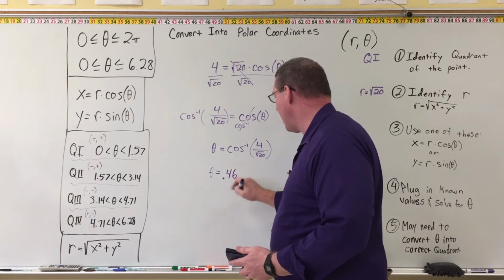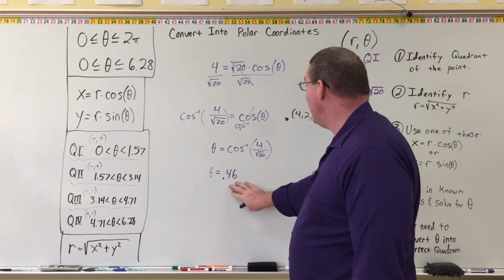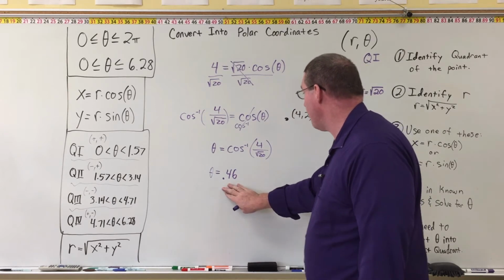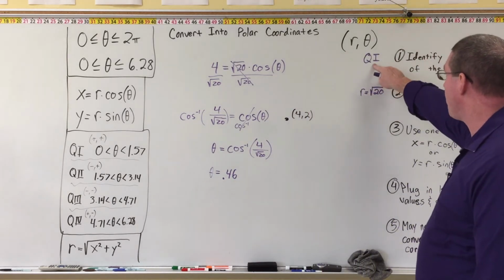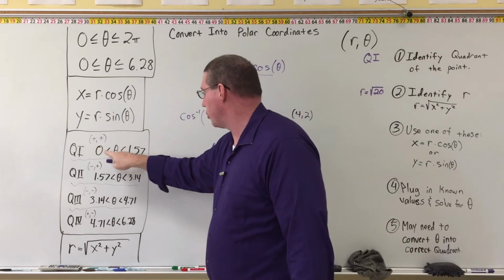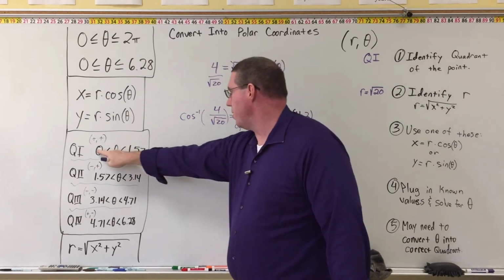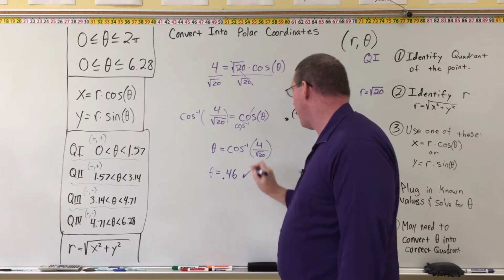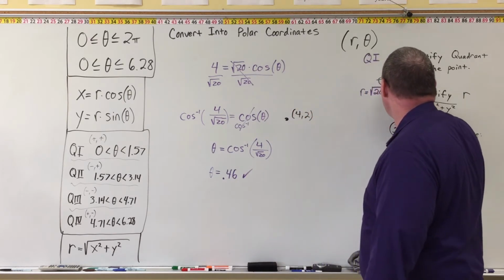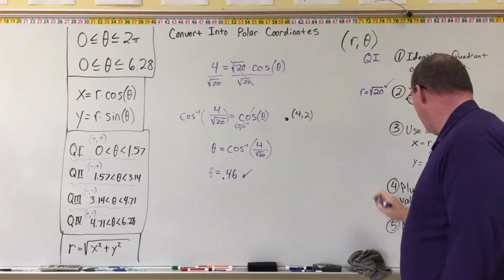0.46 is the radian angle. Now I need to make sure that 0.46 is a radian angle in the first quadrant. If I go over here to the quadrant, sure enough, 0.46 is between 0 and 1.57, so that is correct. So I have my radius, I have my theta.